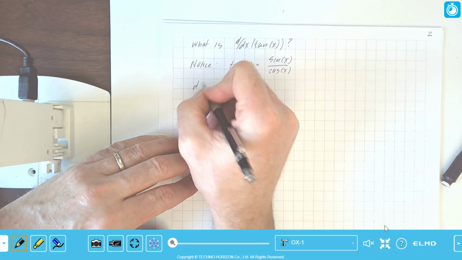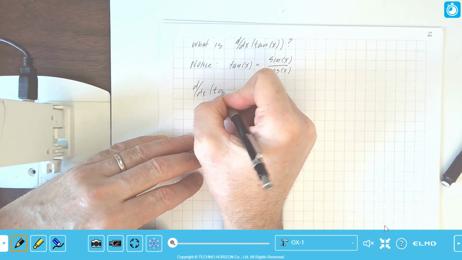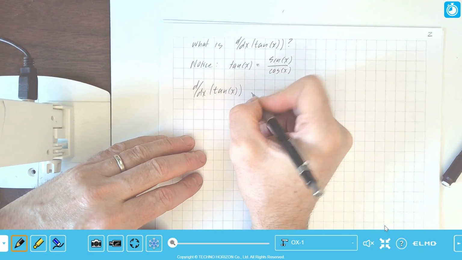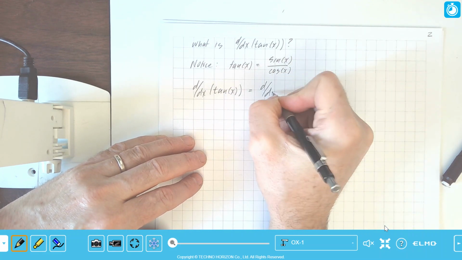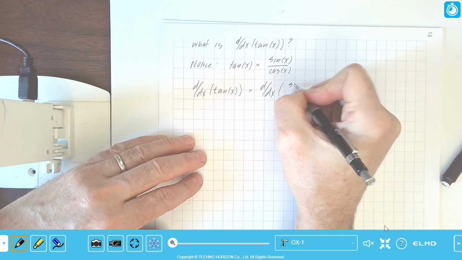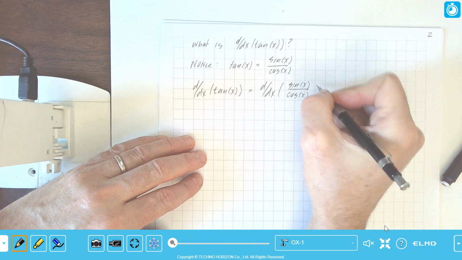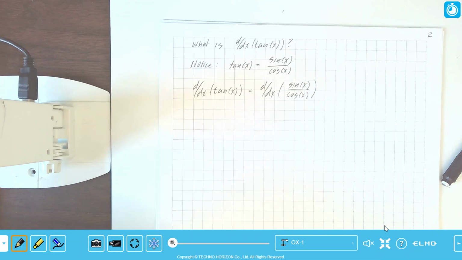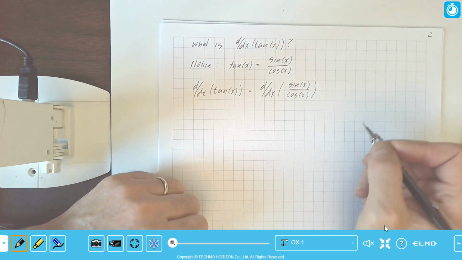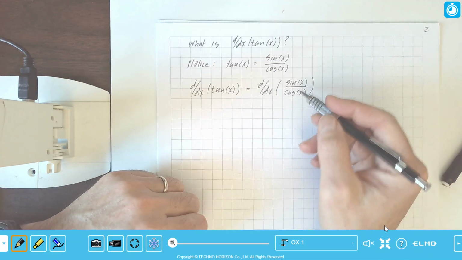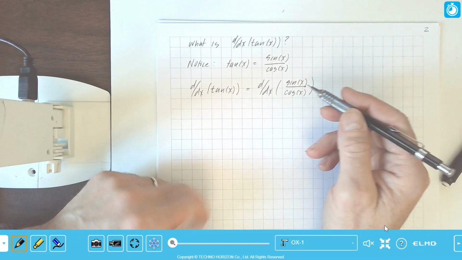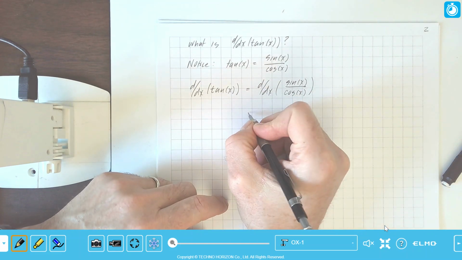So if we want to find the derivative with respect to x of the tangent of x, then what we're going to do is take the derivative with respect to x of the sine of x over the cosine of x. And what we notice is that we've got a quotient here, right? We know the derivatives of both of these functions, so we should have no problem. So we're going to apply the quotient rule here.